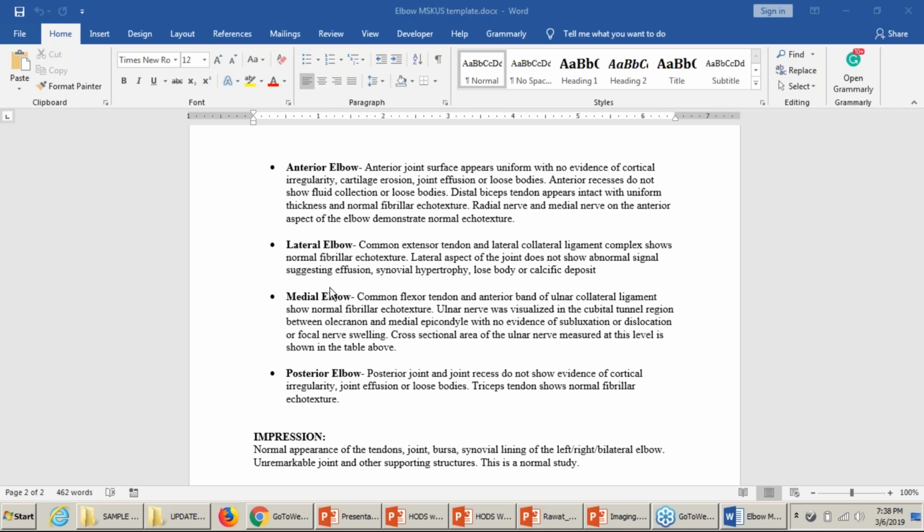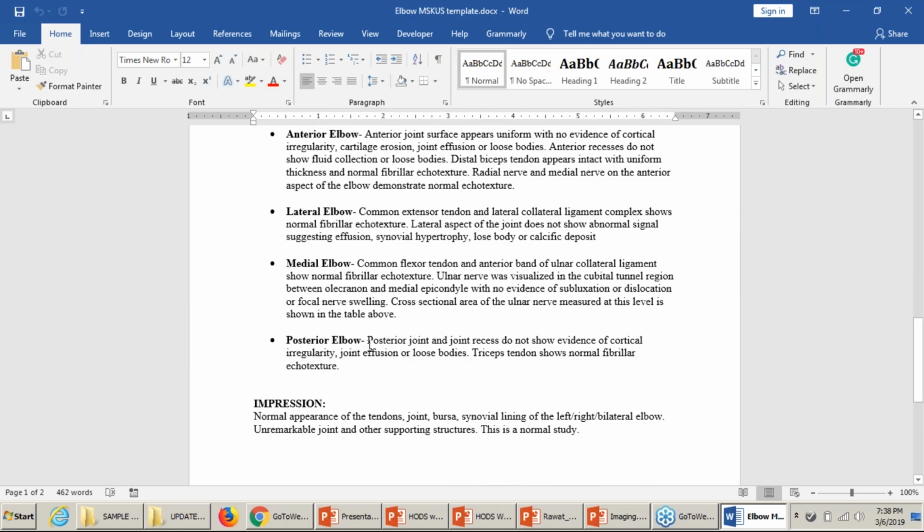Okay, so now let's go from anterior, lateral, to medial. On the medial side, we look at the flexor tendon, the common flexor tendon origin. We also visualize the anterior band of the ulnar collateral ligament and the ulnar nerve, if that's relevant to your exam. It's a good habit to screen the nerve. You may not have to do a very extensive scan of the ulnar nerve, but it's good to view it so that you know the position of the ulnar nerve in relation to adjacent soft tissue structures, and whether any structure may compromise it. If you have measured the cross-sectional area, you can enter that in this table here.